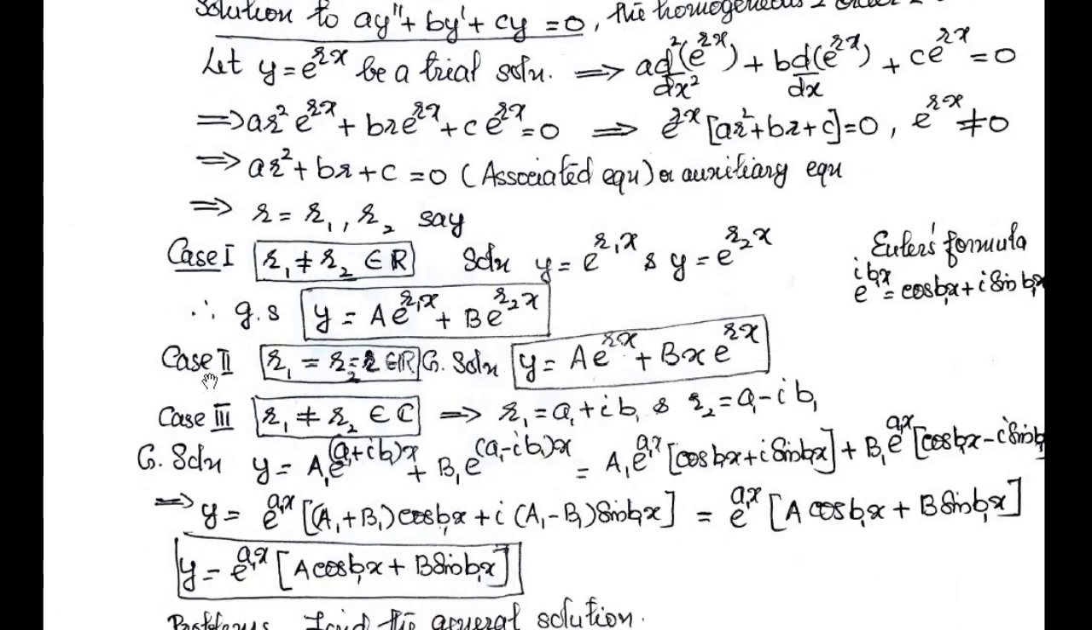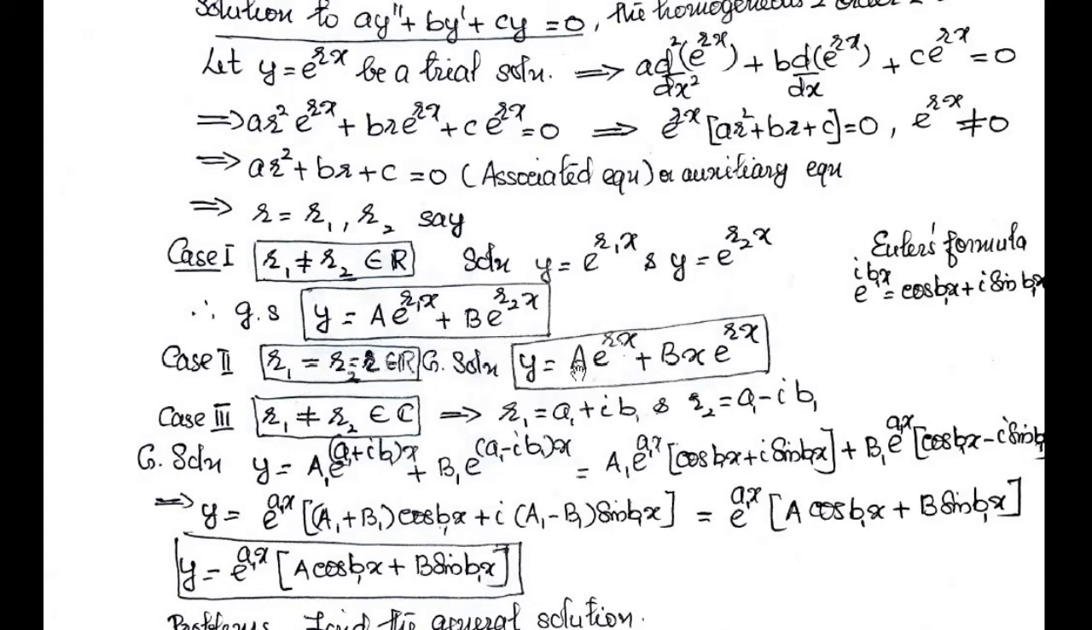So let us move to second case. In this case, r1 and r2 are real and they are equal. Then the general solution is y equal to a e raised to rx plus bx e raised to rx. One thing is important: these two solutions are linearly independent.